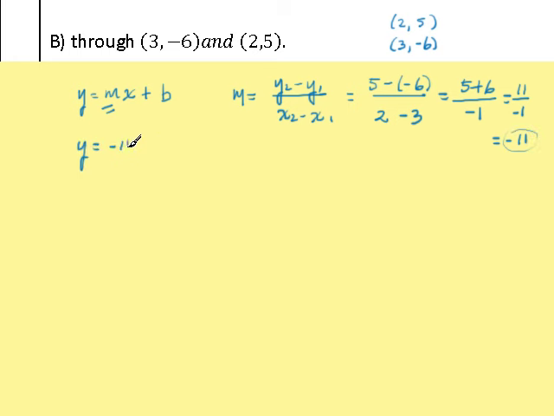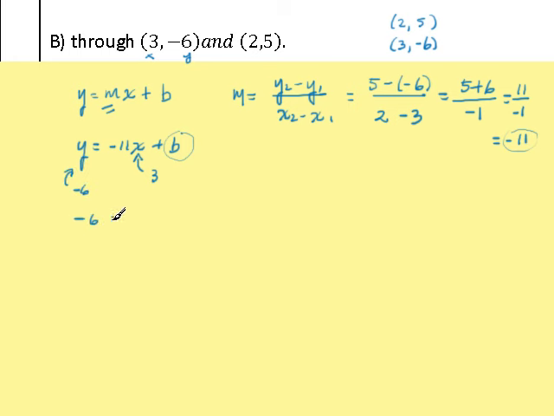Y is equal to minus 11x plus b. All right, now we just have to figure out b. So we'll do that by substituting in either point. All right, let's say I just take this first one, and I'll put that for x and this for y. Okay, so for x I have a 3, and for y I'm putting minus 6.